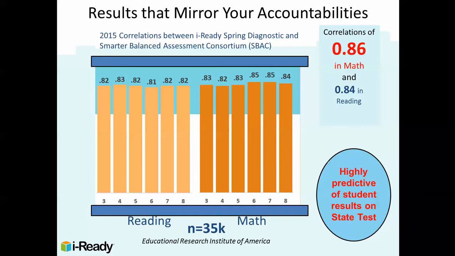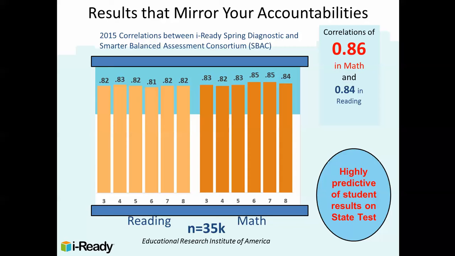So let's look at that. When we look at this national study that was done with AIReady and the Smarter Balanced Assessment, in a large national sample, our correlations in math were 0.86. If you're not a statistician, that's super high. In fact, anything greater than 0.70 is considered to be very high. So our correlations at 0.86, kind of off the charts. We're really proud of that.